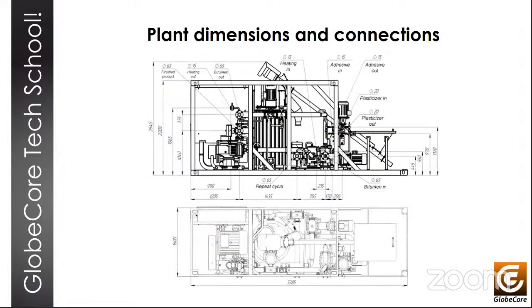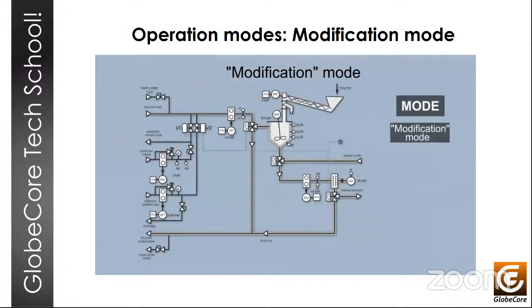Here, briefly, this shows the overall dimensions of the plant and the connections. So that's something that can help prepare for placing the machine on site and to prepare the correct supply and output lines for it. Next slide, please.